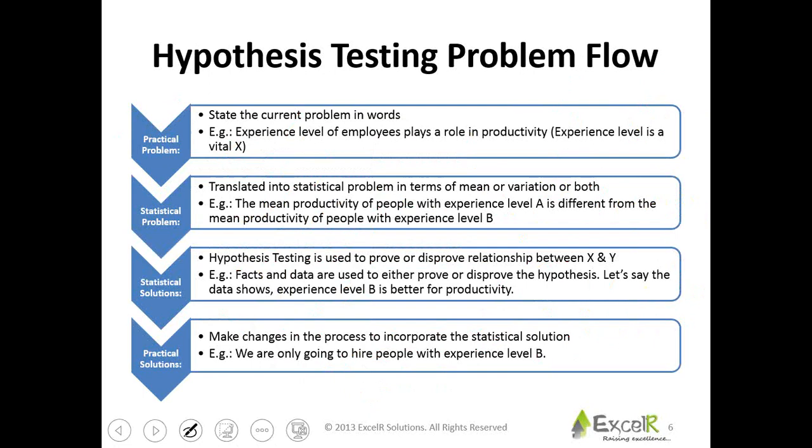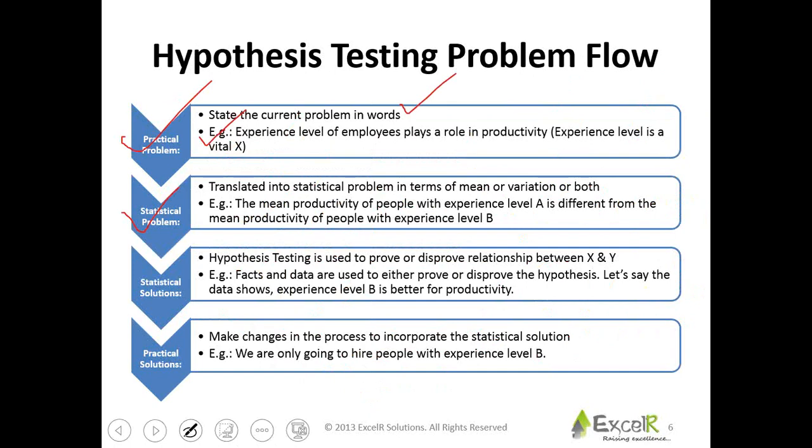Next thing is the hypothesis testing problem flow. First, there will be a practical problem. State that current problem in words. Let us take one example. Experience level of employees plays a role in productivity. So experience level is a vital X. But we need to translate that into a statistical problem.